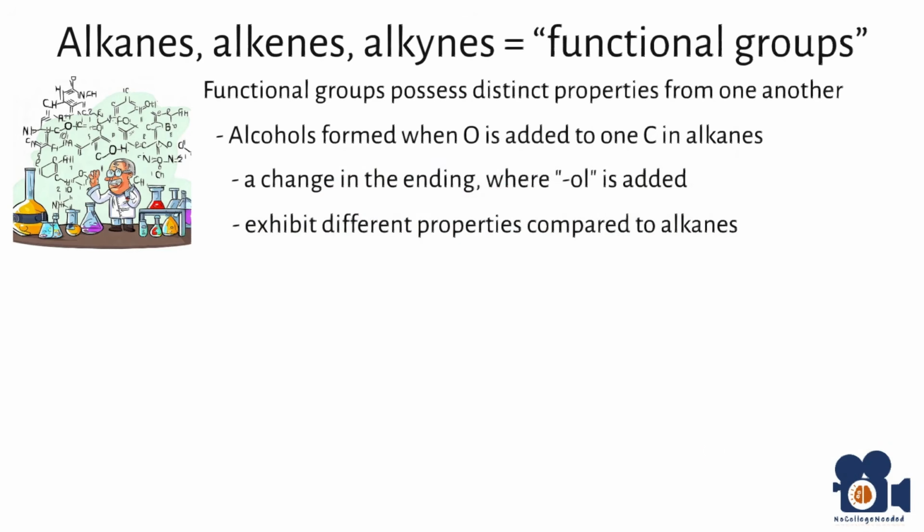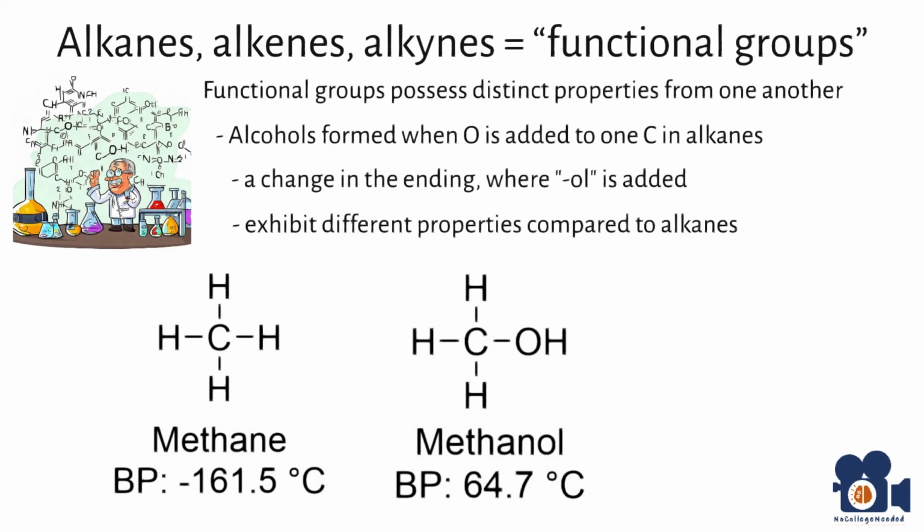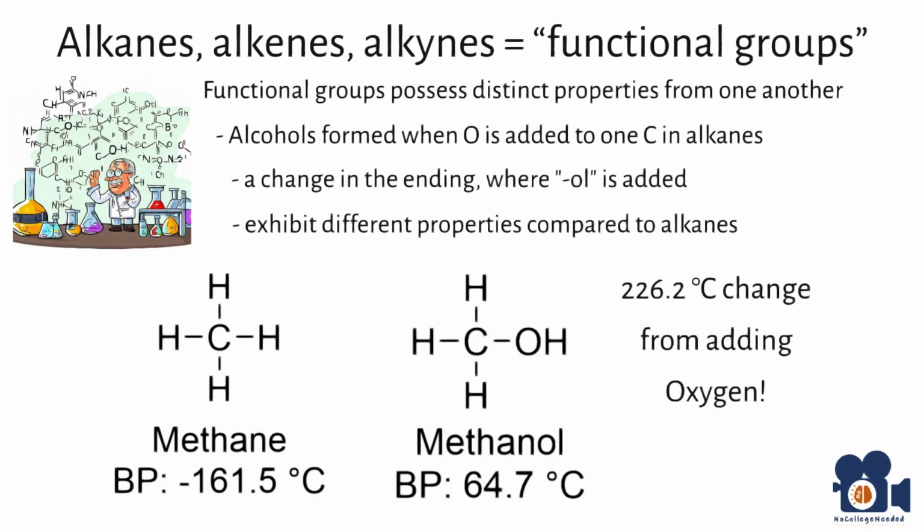For example, let's consider methane, an alkane with a boiling point of negative 161.5 degrees Celsius or negative 258.7 degrees Fahrenheit. In contrast, methanol, an alcohol derived from methane by adding oxygen, has a significantly higher boiling point of 64.7 degrees Celsius or 148.5 degrees Fahrenheit. This demonstrates a difference of 226.2 degrees Celsius or 407.5 degrees Fahrenheit in boiling points simply by the introduction of oxygen.